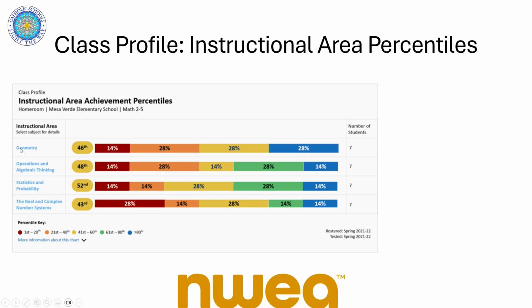You will notice that the instructional areas are color-coded in blue. Anytime you see blue text, that means there is something to click on. If you click on each of these instructional areas, it will bring up the roster of students and give you drilled down information for each specific student in this class roster. Again, if you click on more information about this chart under that percentile key, it will give you an explanation of this chart.